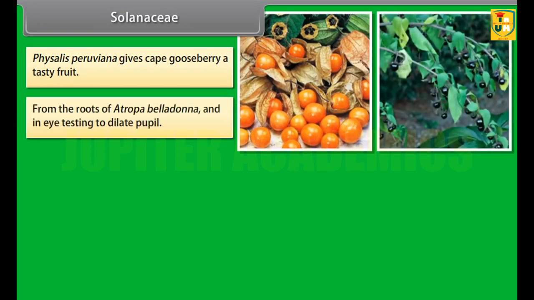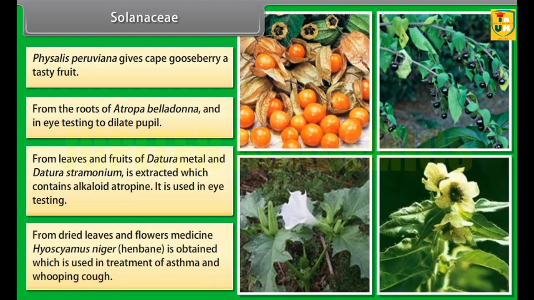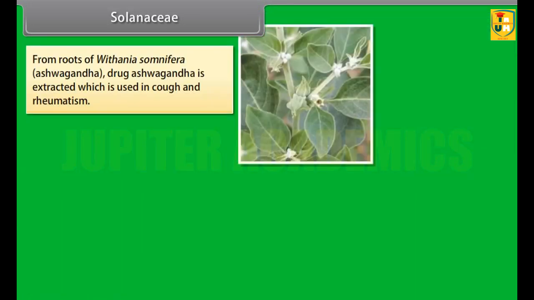From the roots of Atropa belladonna, atropine is extracted and used in eye testing to dilate the pupil. From leaves and fruits of Datura metel and Datura stramonium is extracted, which contains alkaloid atropine. It is used in eye testing. From dried leaves and flowers, medicine of Hyoscyamus niger, henbane, is obtained, which is used in treatment of asthma and whooping cough. From roots of Withania somnifera, ashwagandha, drug ashwagandha is extracted, which is used in cough and rheumatism.